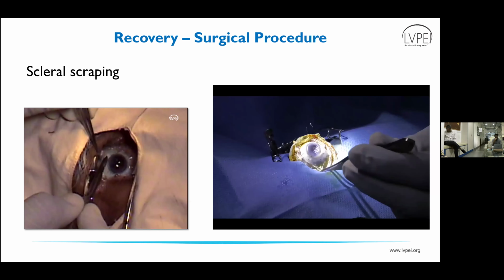So then we have to do the scleral scraping. Start using the same forceps and a number 15 blade. Keep your number 15 blade horizontally at the limbal junction. Then you have to scrape the sclera downwards, about 5 to 6 mm downwards. You can watch the video here.